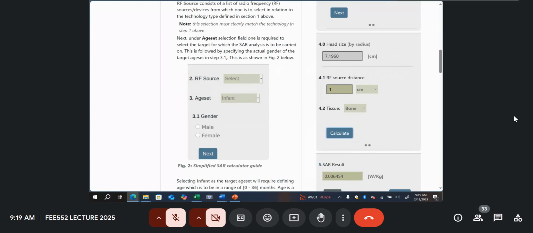Bone, does it reach? No. Propagation is on the skin depth. So you can see the brain is going to be very safe. Though the permittivity and the permeability of these tissues are different.